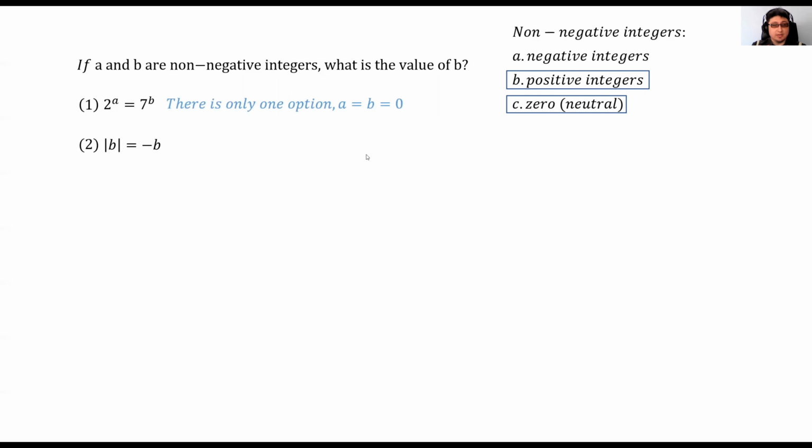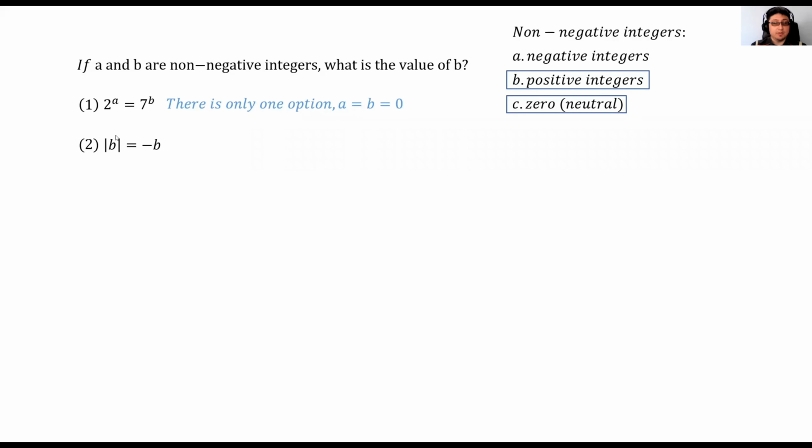Statement number 1 is telling me then that a is equal to b and b is equal to 0. Because the question is asking for the value of b, b is equal to 0. We have a concrete answer for the question. Statement number 1, we can say then, is sufficient. Now let's analyze statement number 2.